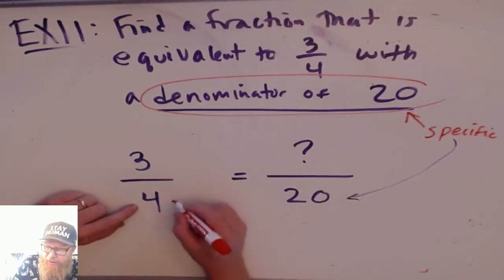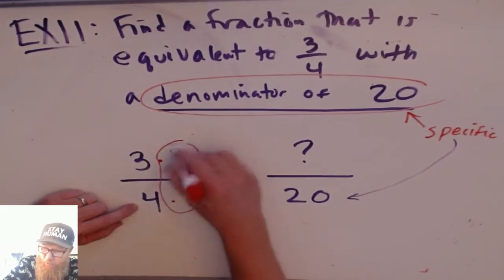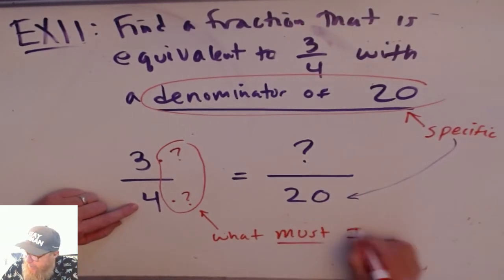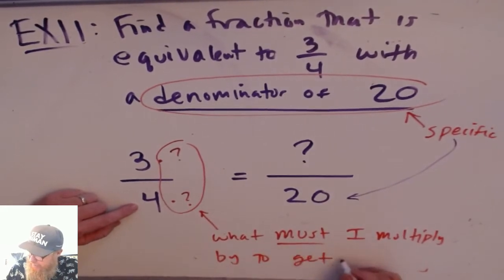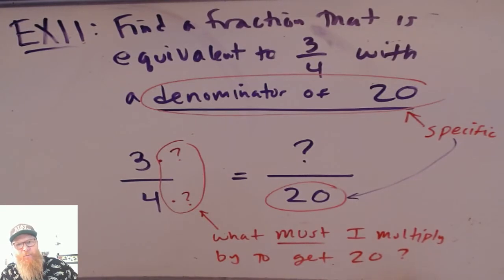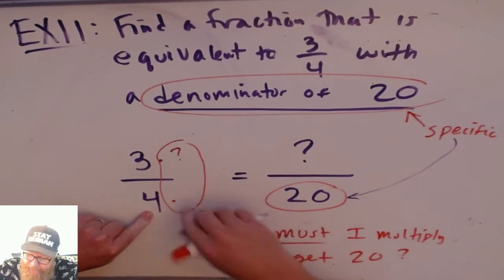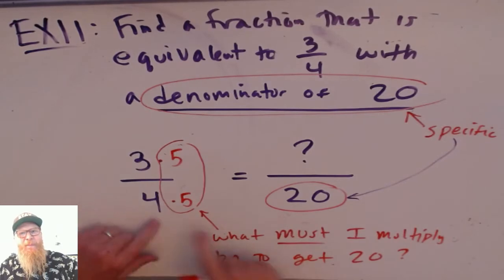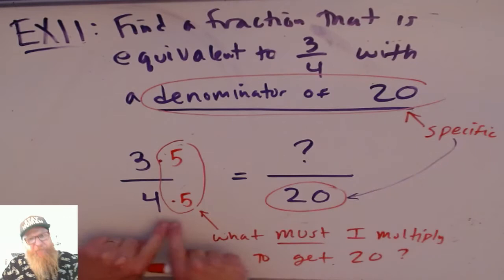So what you really are trying to do is figure out what I must multiply by to get 20. What does it have to be? 4 times what gives you 20? Well, that has to be 5. If you can't just think of the number, then you actually have to divide. 20 divided by 4 is 5.